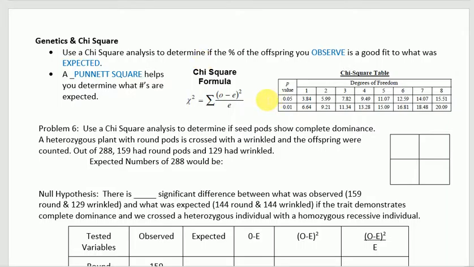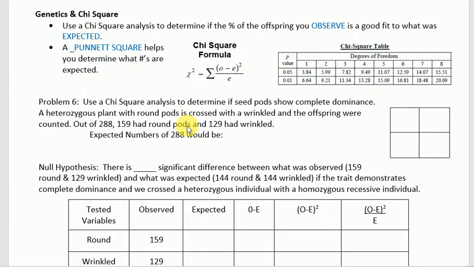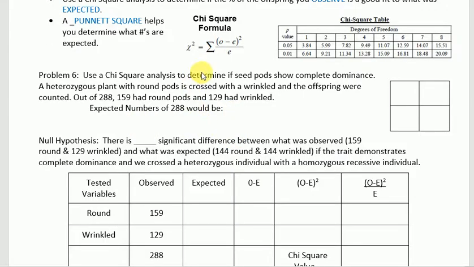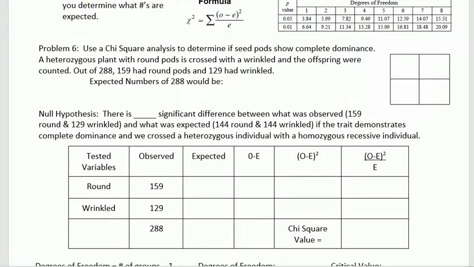So problem 6 here. Use a chi-square analysis to determine if seed pods show complete dominance. A heterozygous plant with round pods is crossed with a wrinkled, and the offspring were counted. Out of 288, 159 had round and 129 had wrinkled. The expected numbers of 288 would be... Okay, so first thing is that we know that our expected numbers, we are looking at 50-50, right? So our expected numbers here would be 144 round and 144 wrinkled.